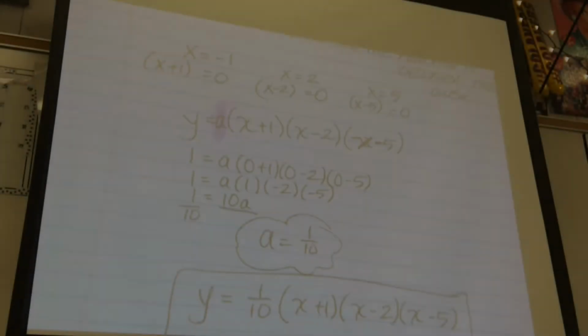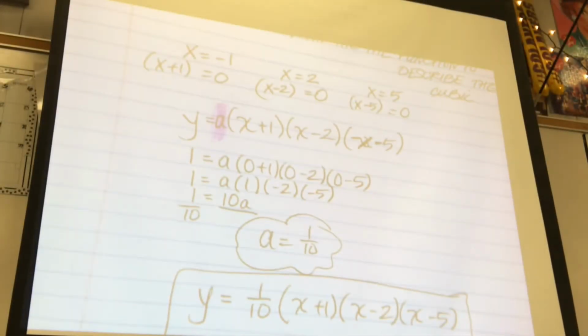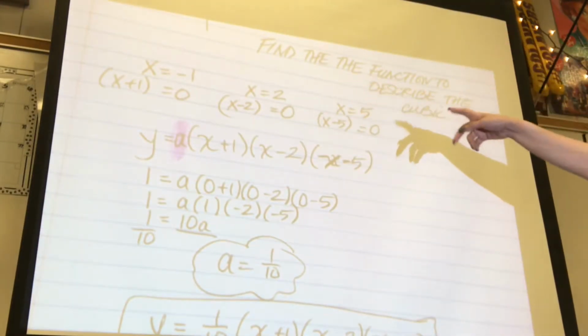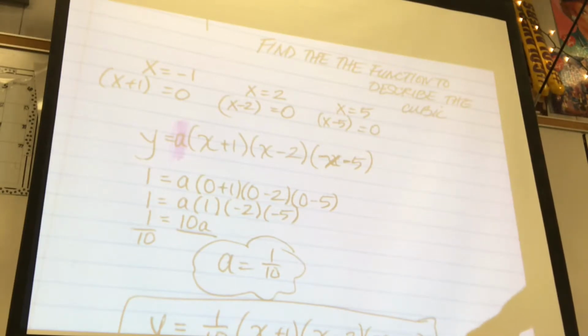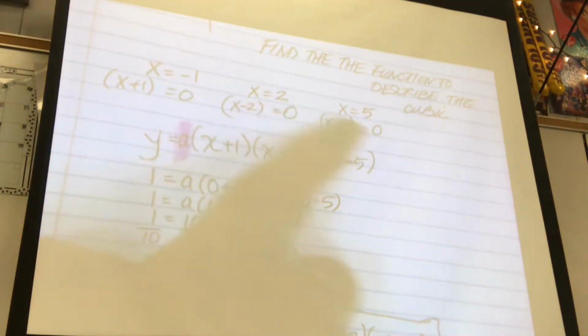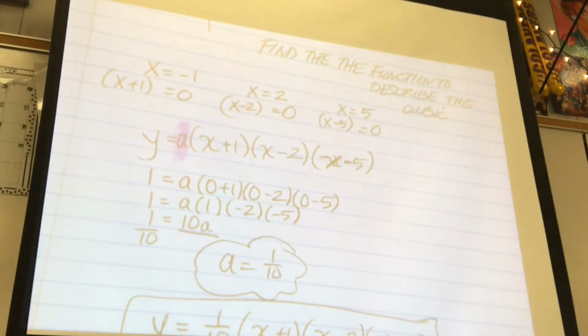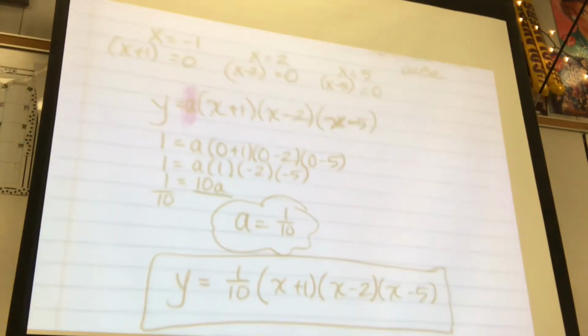All right, Brooklyn. How did I get these three binomials, x plus 1, x minus 2, and x minus 5? Very good. So my first root was x equals -1. That means the binomial was x plus 1. The second root is x equals 2. That means the binomial was x minus 2. Very good. And the last one? Very good. All right. So Isaiah, what do I do after I get all my three roots?